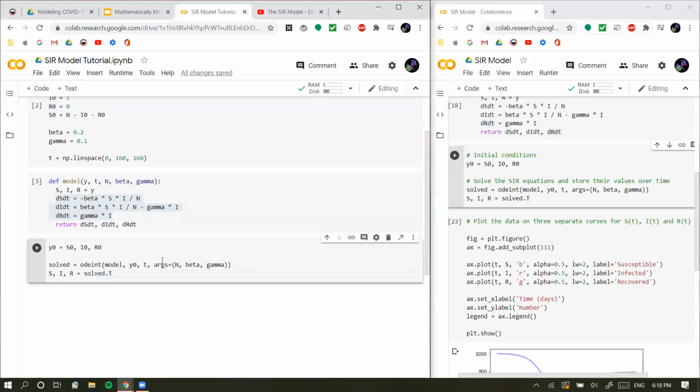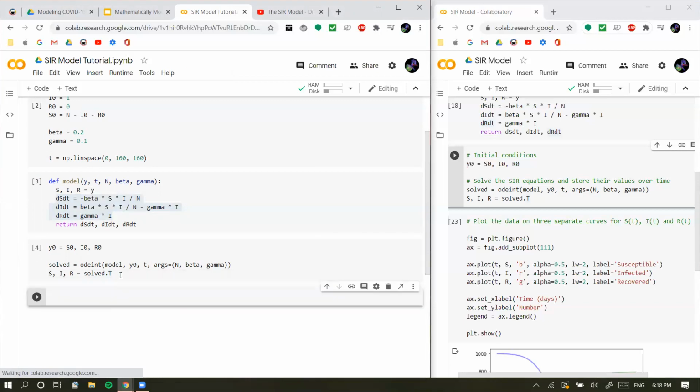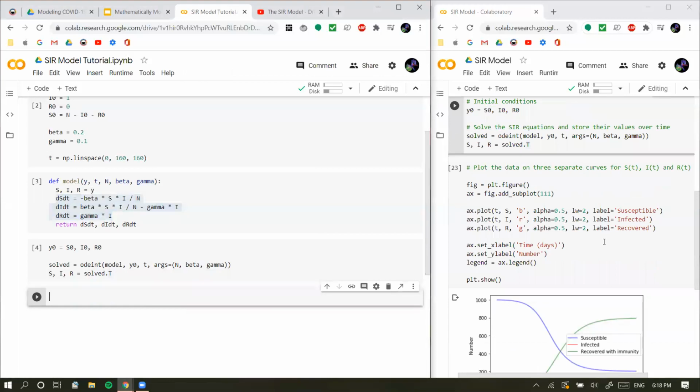So go ahead, press Shift Enter on that, or just press play. And hopefully it actually solved it in the background, okay? So it solved it and you don't even know it, so we didn't graph it yet.